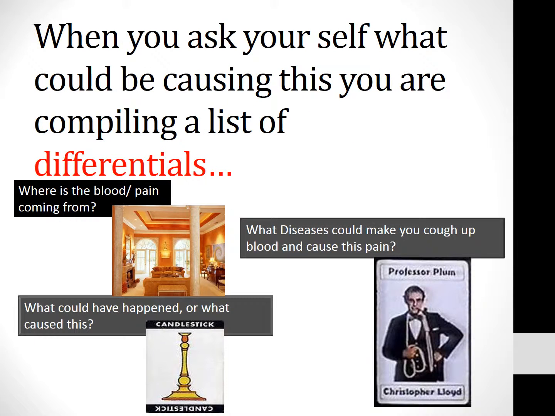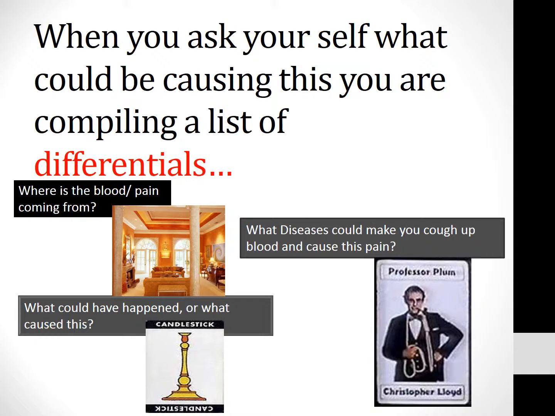First I need to think about where the blood is coming from. If he's coughing up blood, is it coming from the esophagus? Is it coming from the stomach? Is it coming from the lungs? Maybe the heart. Maybe the heart's causing some kind of pulmonary failure that's causing pulmonary edema. Gosh, what diseases could make you cough up blood? Tumors, infections. Could it be some kind of torn esophagus? Some kind of trauma? Maybe he got in a car accident.